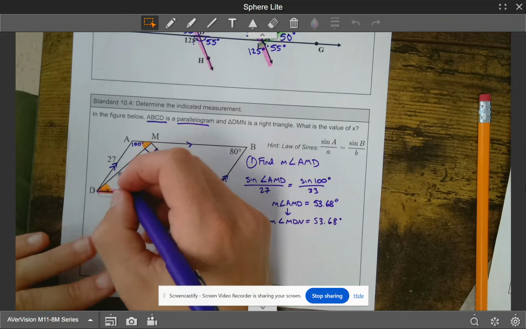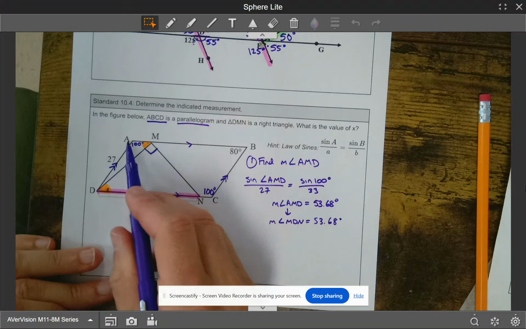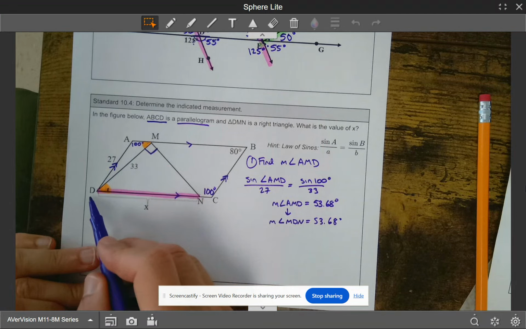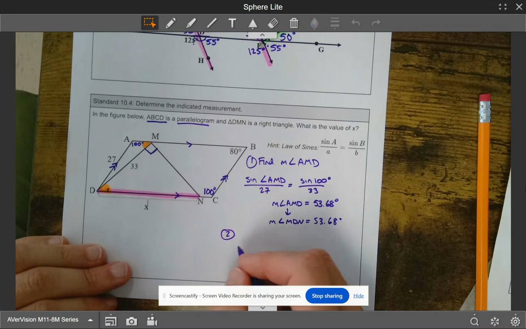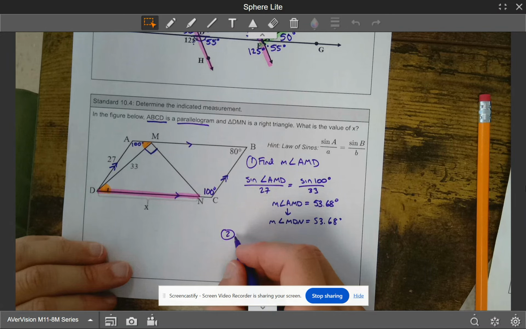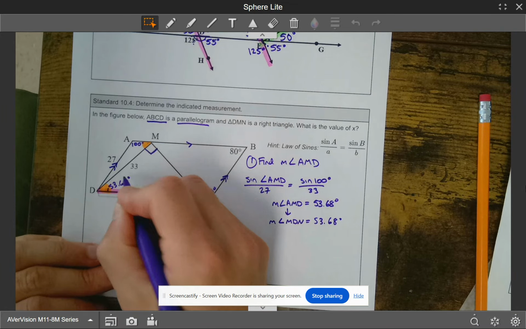All right, these two orange angles are congruent. They are alternate interior angles. Parallel lines, transversal. Now, from that, we can find x. Okay, so how do we do that? Well, we know this right here is 53.68 degrees.